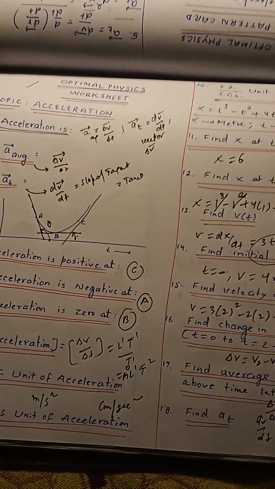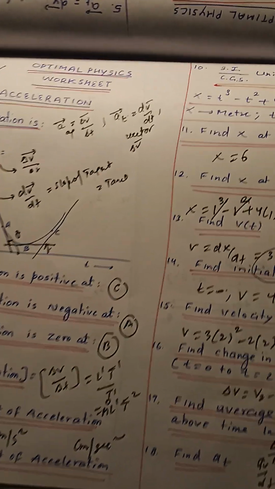From 0 to 5 seconds, the change in velocity is 0, so the average acceleration will also be 0. So we have seen that we have solved 27 questions in a time span of, let's say, 6 minutes.